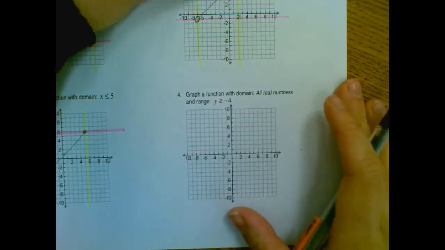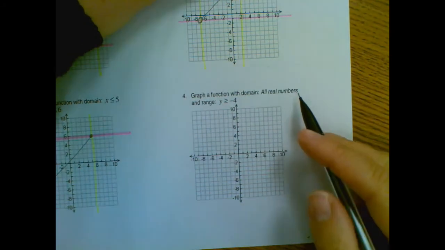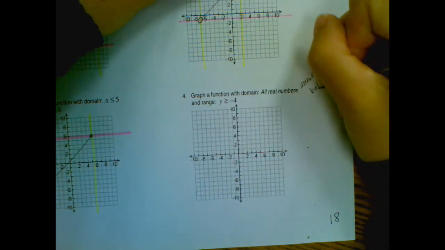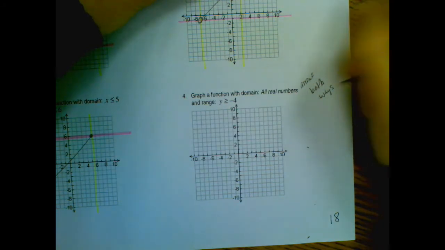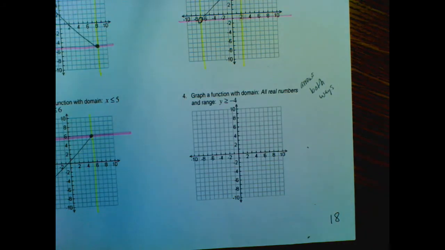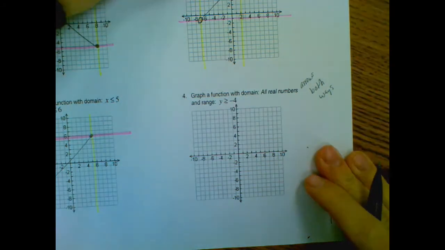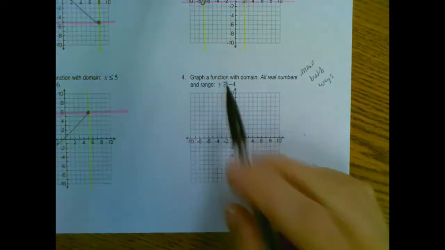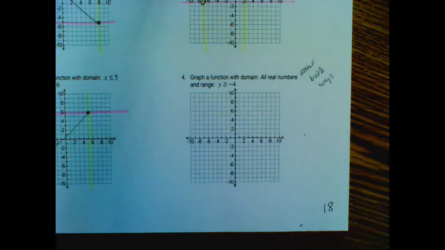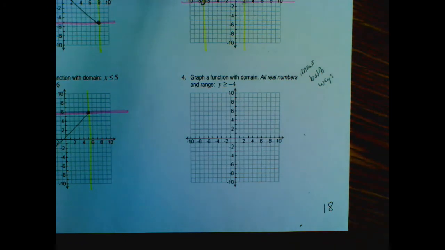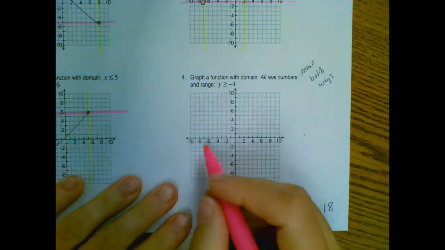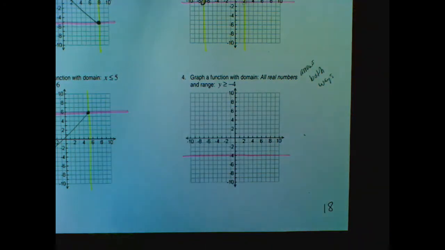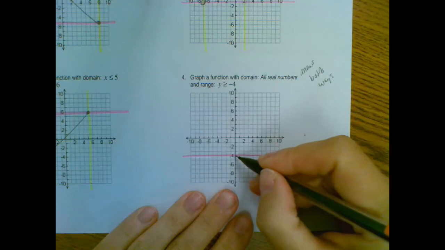Okay, number 4, graph a function with a domain of all real numbers. This tells us that we should have arrows going both ways when it's all real numbers. Okay, the range is y is greater than or equal to -4. Okay, so that should be the lowest point that our graph reaches.